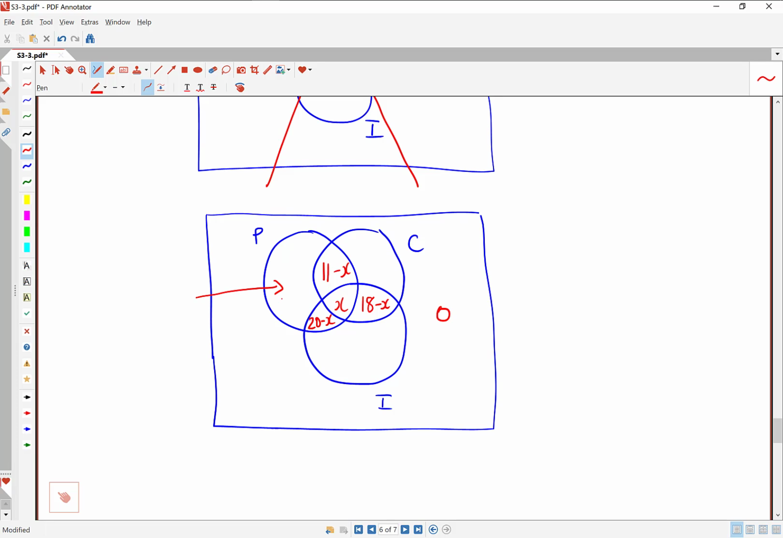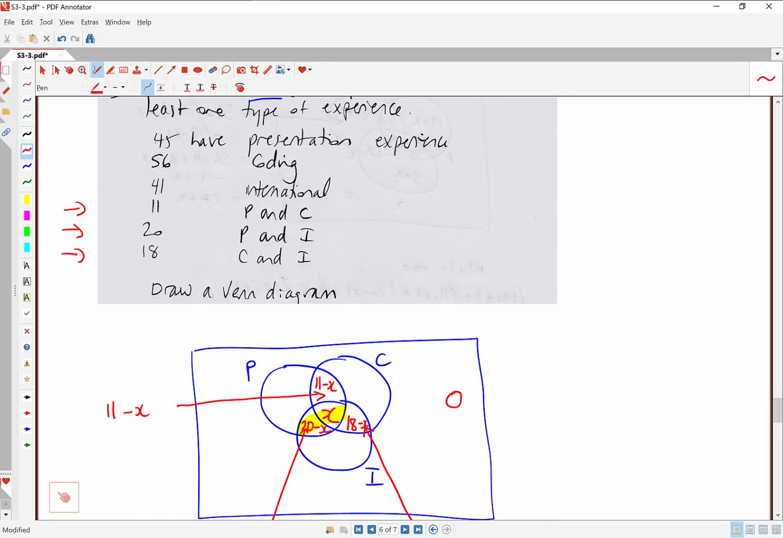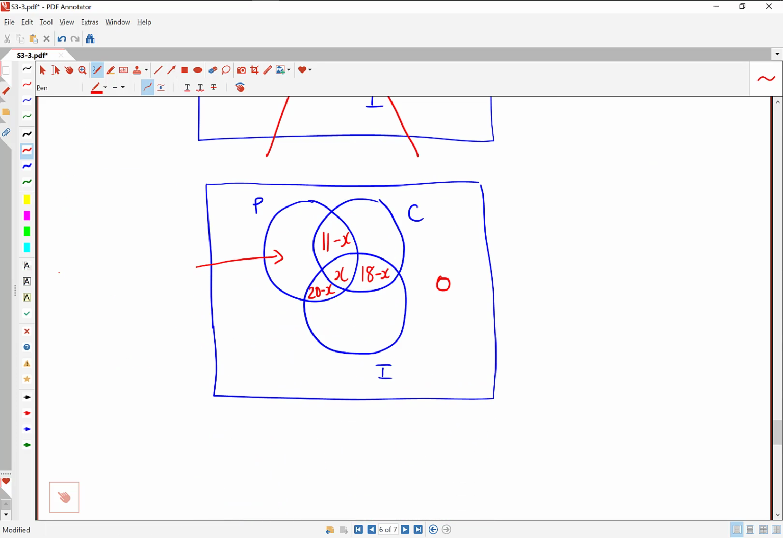So let's think about presentation experience. We'll go back to our question for a second. We were told that 45 of these applicants have presentation experience. So what we need to do is take 45 and subtract off the 3 other numbers that we've accounted for. So we need to subtract 11 minus X, subtract X, and subtract 20 minus X. Now the bracketing is important here because we want the negative sign to distribute. So we just have to be careful with the brackets.